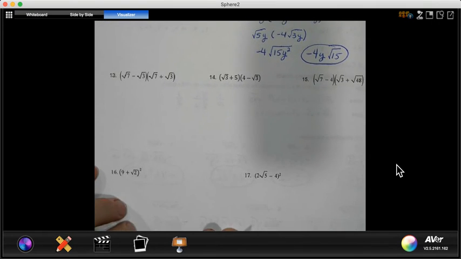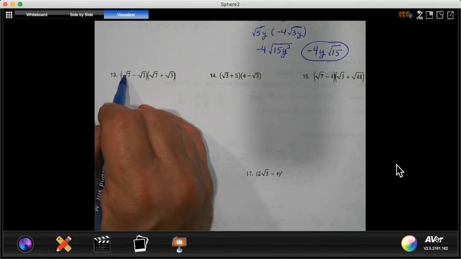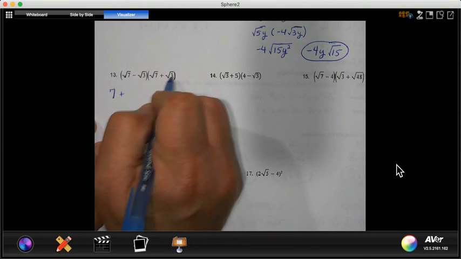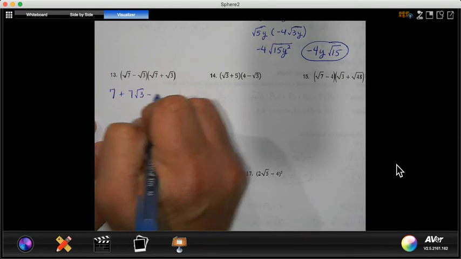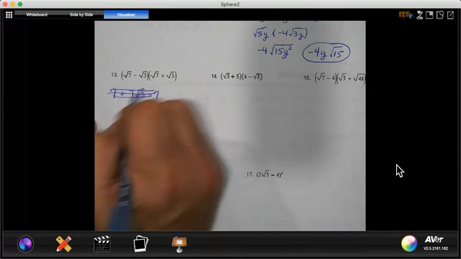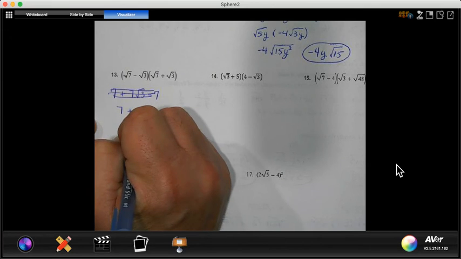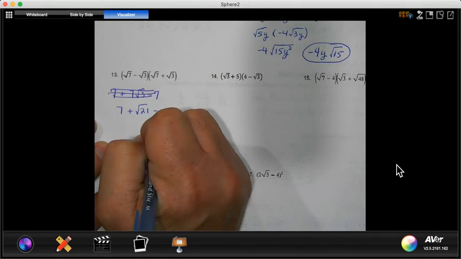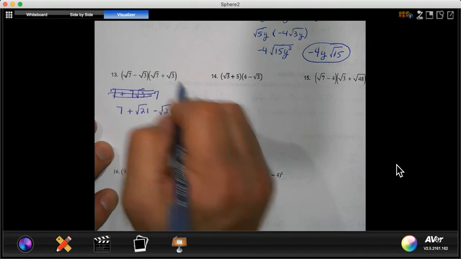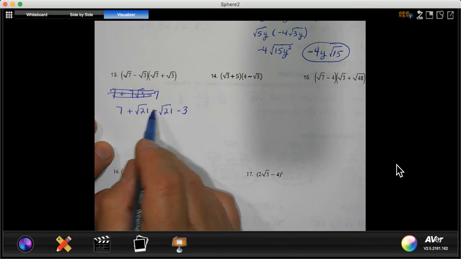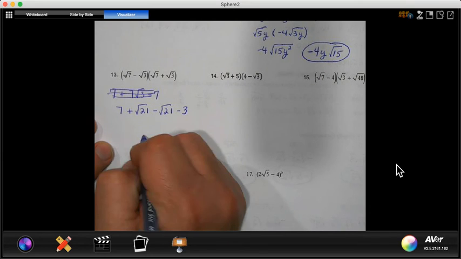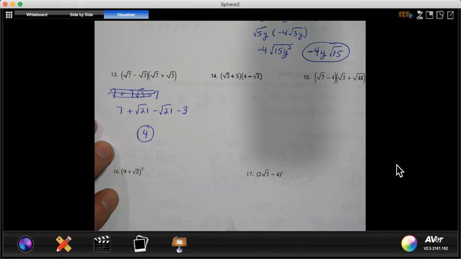We can FOIL with roots. So root 7 times root 7 is just 7, plus 7 root 3 minus 7, or sorry, that's not right. Start over. 7 plus root 21 minus root 21. A negative times a positive is a negative, and root 3 times root 3 is 3. So the inside roots cancel because a positive and a negative root 21 cancel. 7 minus 3 is 4. So that might be the easiest one so far.